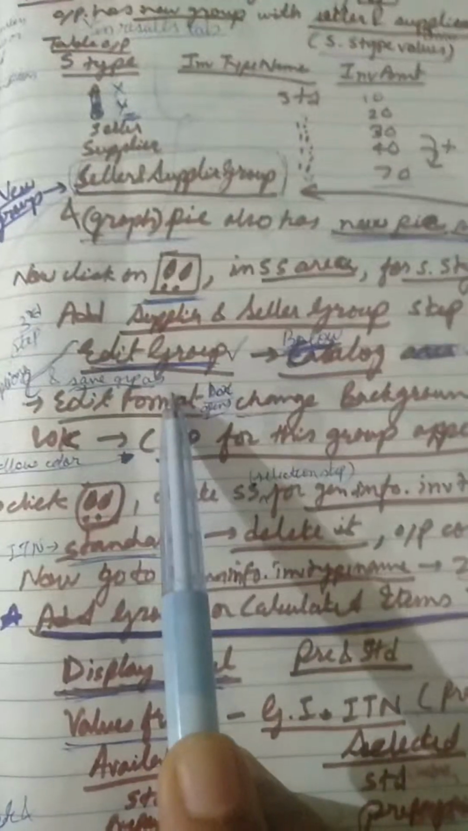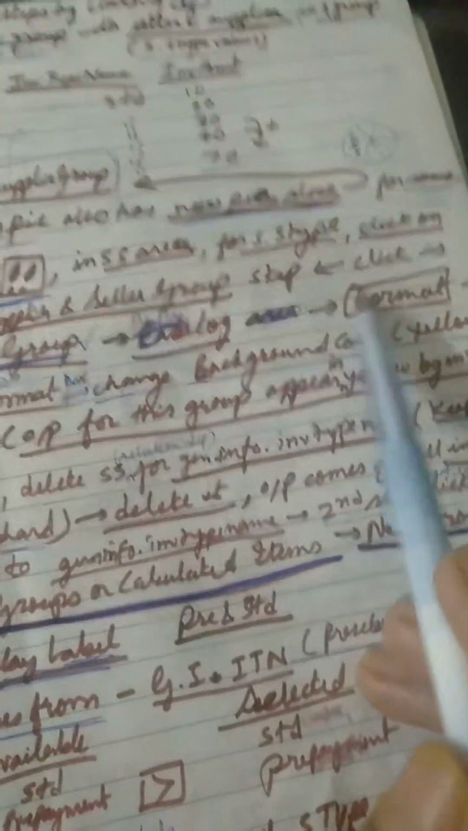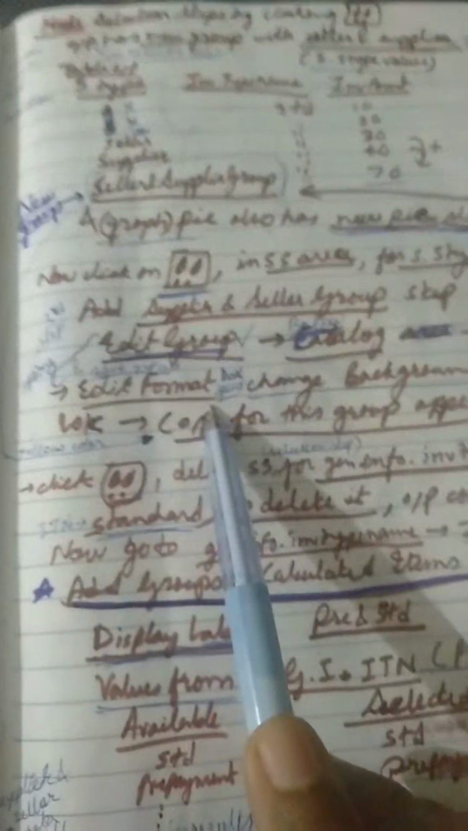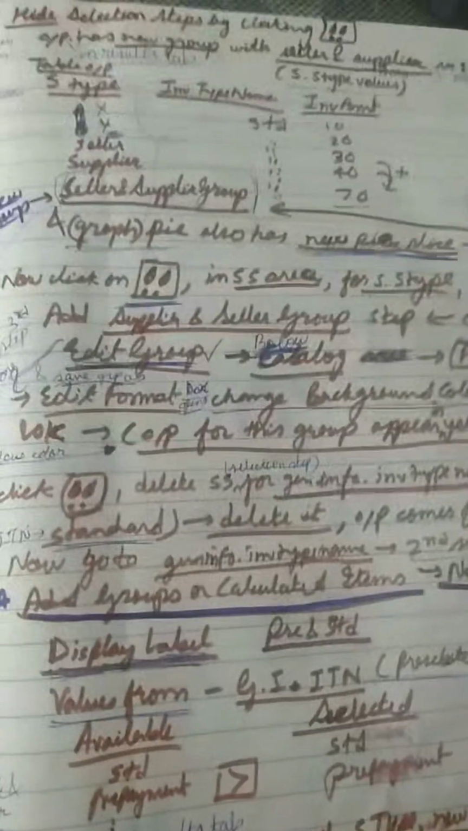Okay, two options will come. So click on edit group. Below catalog there is a format I've shown you. There is something called the format button. Click on that, and the edit format box will open. What I can do is change the background color. We'll have an option to change the background color to yellow here. Okay.